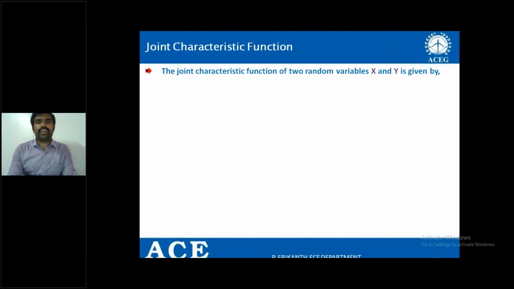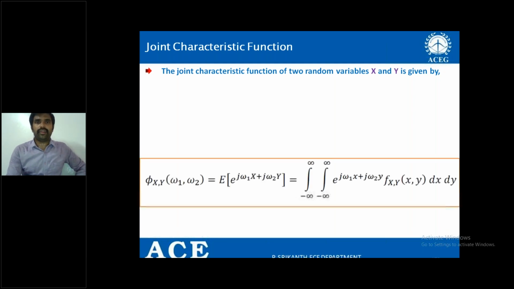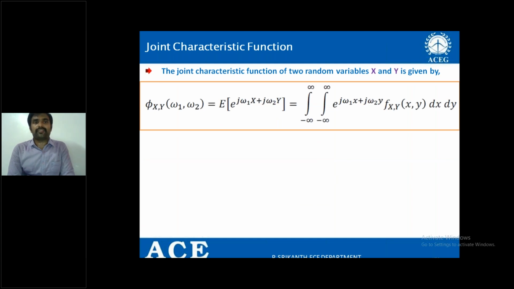Here the joint characteristic function of two random variables x and y is given the same way which we have used to define the characteristic function for the single random variable case, right? That is phi xy of omega 1 comma omega 2. As I am taking two random variables here, I am writing x comma y, and the variables will become omega 1 comma omega 2. Two variables will come into the picture, right? And it becomes the expectation of e power j omega 1 x plus j omega 2 y, right?